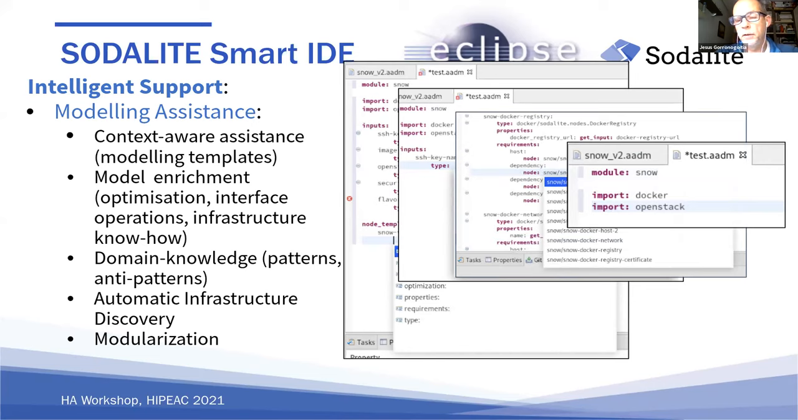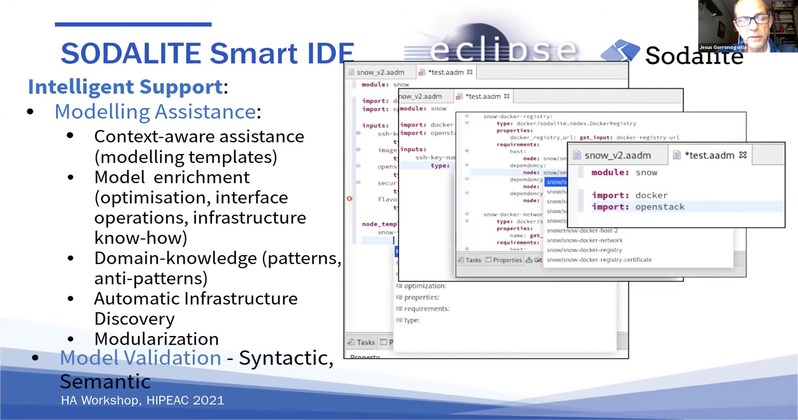And another concept that we implemented in the model was the idea of modularization. So we can combine resources and components within a particular domain, for instance, the Docker or OpenStack domain. And then we can inform the model which are the modules we are interested in, in a similar way to what is done in the context of programming languages. So we can restrict the search in the knowledge base to only those infrastructure resources that we are interested in.